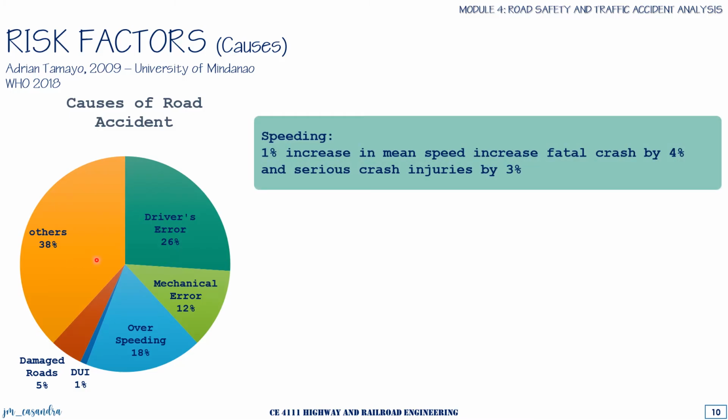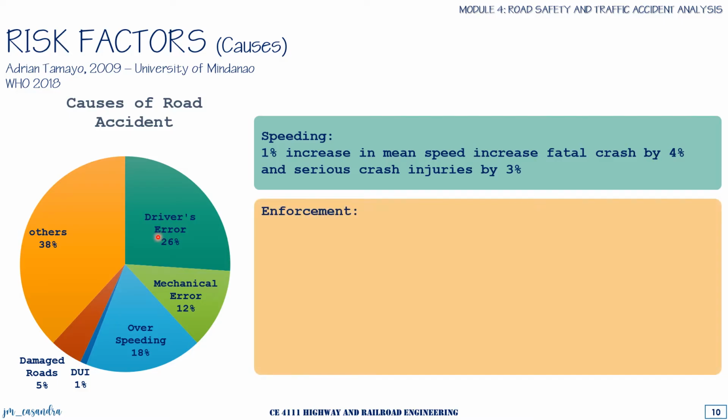So take note that speeding, which is driver's error: if we increase the mean speed, the ideal mean speed on the road, fatal crashes will also increase by 4%, and serious crash injuries will increase by 3%. So just a 1% increase in the advised or posted speed limits would already be fatal to road users.